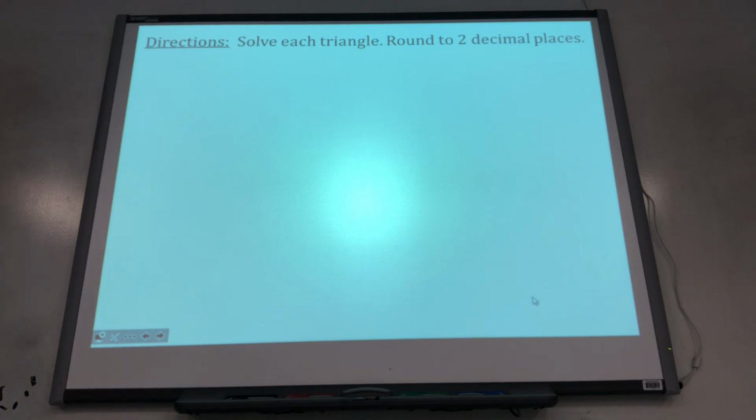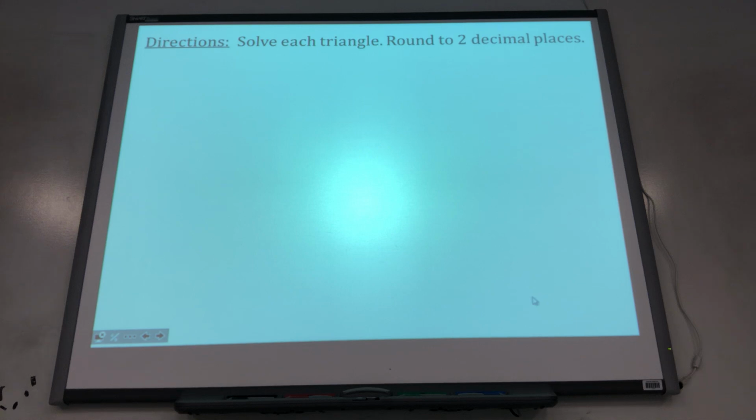Example. So this is 6-1 part 2, but we're going to have another example of solving triangles. Really nothing new with this one. I just thought it would be good to try one more together since they were kind of tricky. Solve each triangle, or we could say the triangle. So we're only going to do one, and round to 2 decimal places, just like usual.